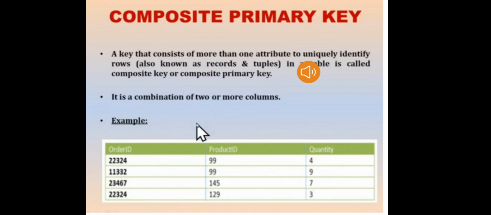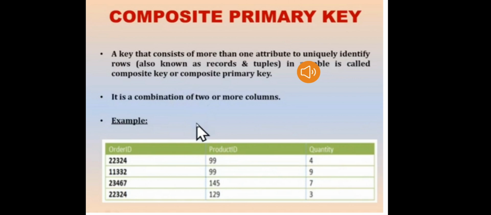Next one is the composite primary key. A key that consists of more than one attribute to uniquely identify rows, also known as records or tuples, in a table is called a composite key or composite primary key.